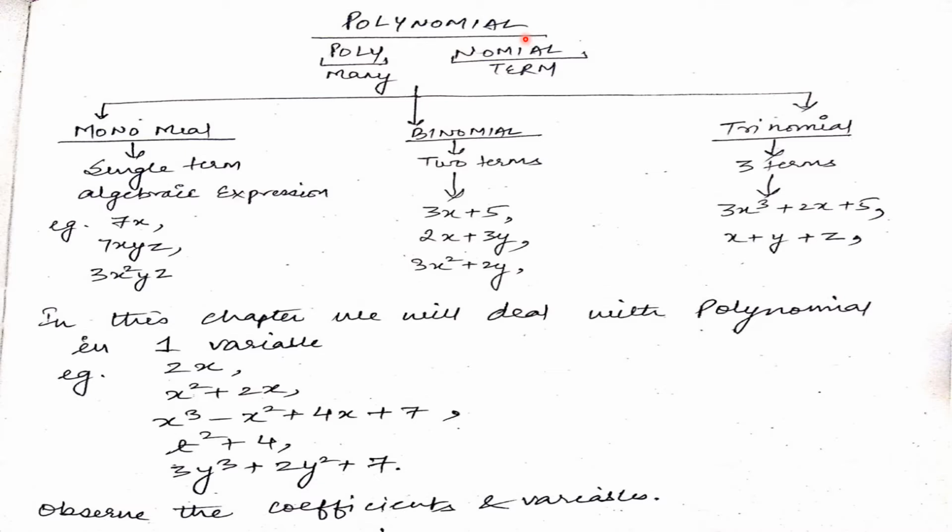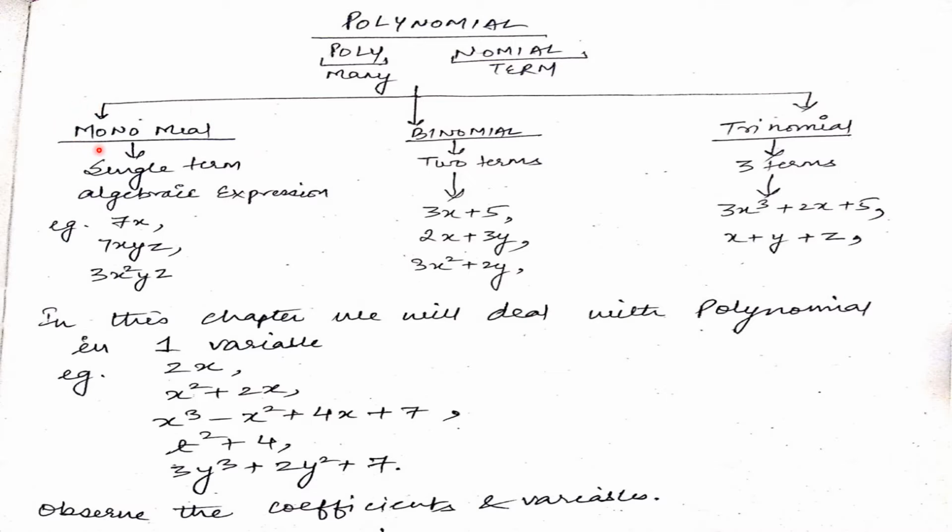To understand polynomials, first we will break the word into two parts, that is poly and nomial. Poly means many, nomial means terms. Now, it is talking about many terms. First, let's talk about one term. What do we call if we have only one term? We will call such algebraic expressions as monomial.